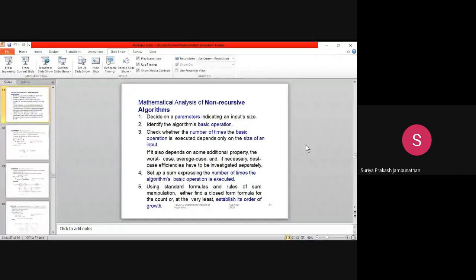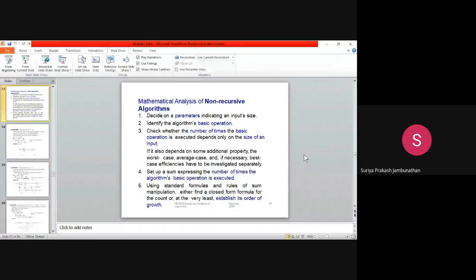Okay, so here we discussed the number of times of execution, how much time depends on the input size. Based on that, it will decide whether it comes under worst case, average case, or best case. So worst case efficiency, or best case efficiency, or average case efficiency. Worst case and average case will be investigated separately, and best case efficiency will be investigated in a separate manner.